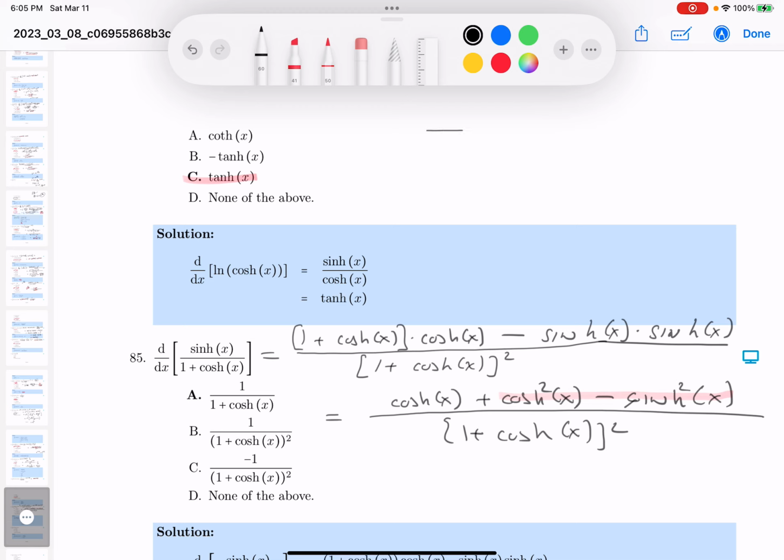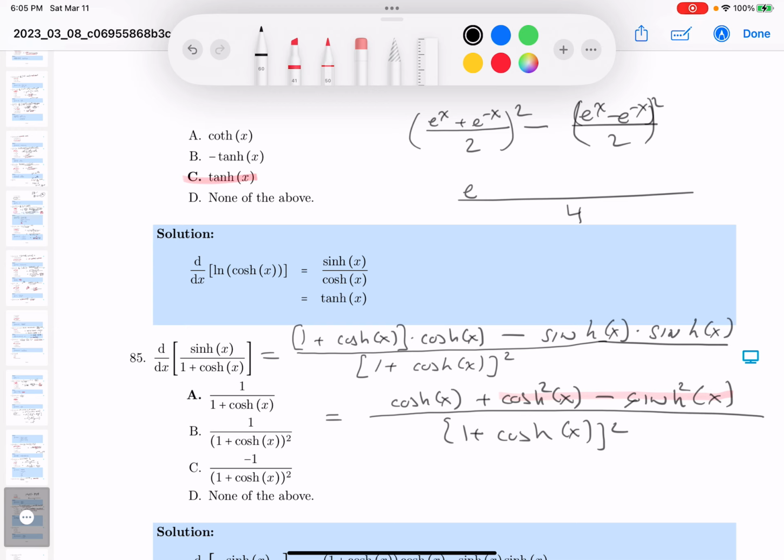Hyperbolic cosine is e to the x plus e to the minus x over 2, squared, by the way, and then minus e to the x minus e to the minus x, squared over 2. So you definitely get a 4. And then what do you get? Well, let's write this down.